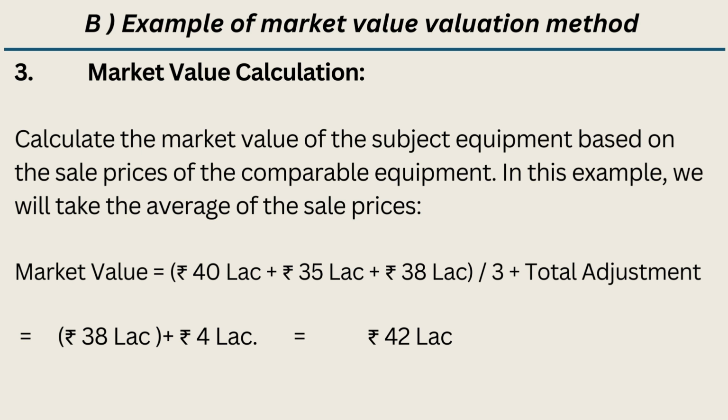equipment. In this example, we will take the average of the sale prices. Market value equals 40 Indian rupees lakh plus 35 Indian rupees lakh plus 38 Indian rupees lakh, divided by 3, plus total adjustment. Equals 38 Indian rupees lakh plus 4 Indian rupees lakh. Equals 42 Indian rupees lakh.